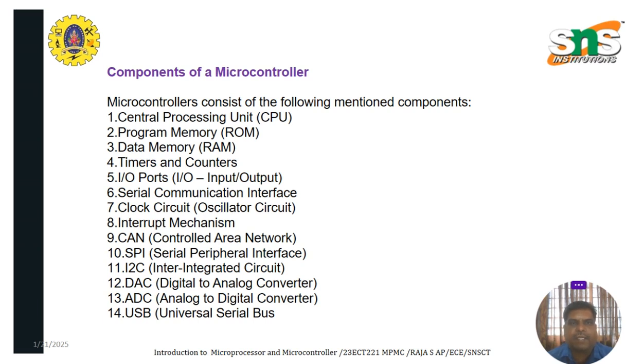The various components of a microcontroller are central processing unit, program memory, data memory, timers and counters, input-output ports, serial communication interface, clock circuit, also called an oscillator circuit, interrupt mechanisms, controller area network, serial peripheral interface, inter-integrated circuit, digital to analog converter, analog to digital converter, and the universal serial bus. Because of this, all the needed external circuits are available in the microcontroller.